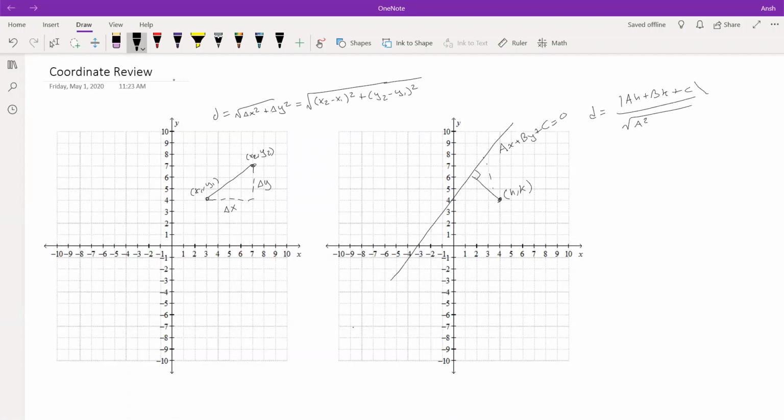And a common way to remember this is in the numerator you have AH, BK, and C, which stands for Burger King calories, because Burger King's not really healthy. And that's just an easy way to remember what variables go where. And in the denominator, it's just a Pythagorean theorem based on the coefficients of the line.